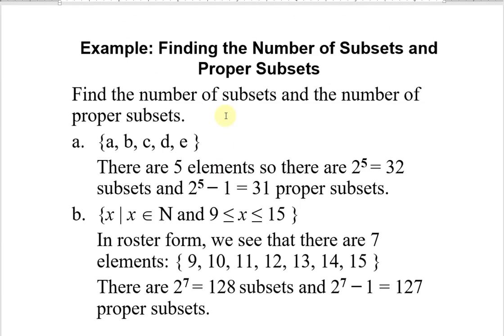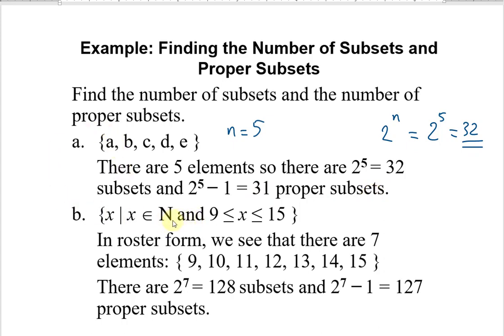For example, find the number of subsets and the number of proper subsets. We have 1, 2, 3, 4, 5. So n in this case is 5, 5 elements. So for the subsets, we have 2 to the n power, which is 2 to the 5th, equal to 32. So there are 32 subsets. And then we just take 32 minus 1 to get the proper subsets. So take the subsets, subtract 1 to get the proper subsets.